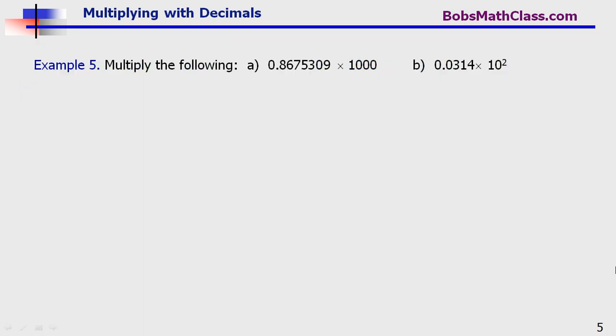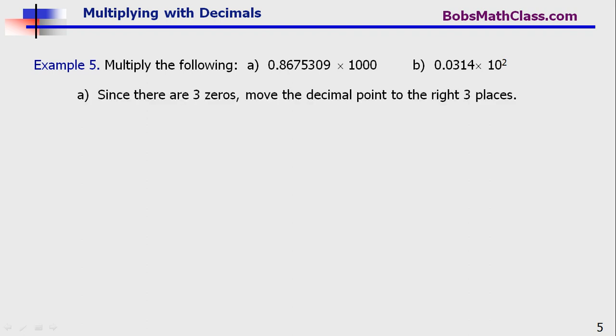Okay, let's try another one. 0.8675309. Oh, that sounds like a number. Times 1,000. Okay. Well, there's 3 zeros, so we're going to move it over to the right 3 places. So if you move the decimal to the right 3 places, where will the decimal point end up? Right, between the 7 and the 5. So 867.5309.